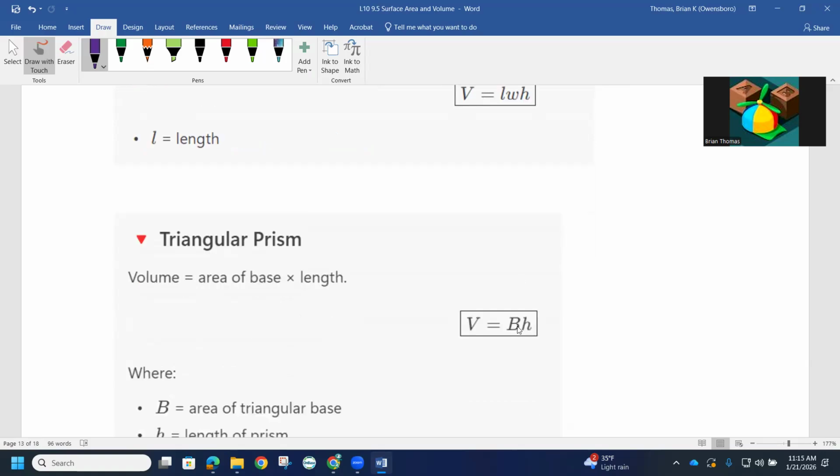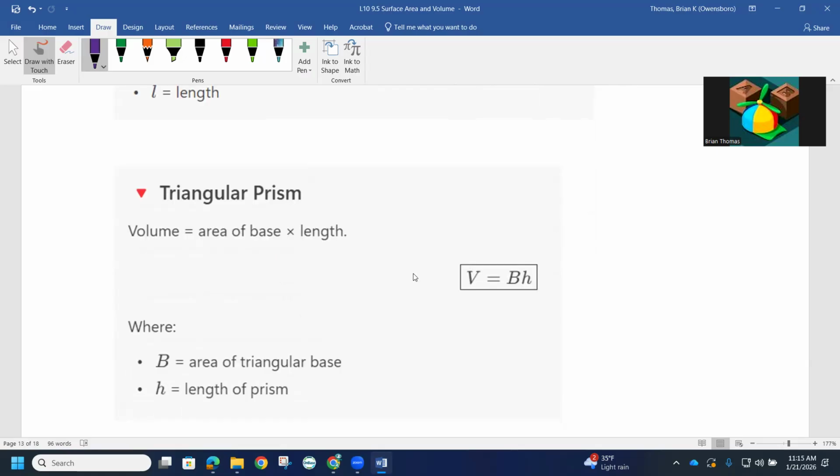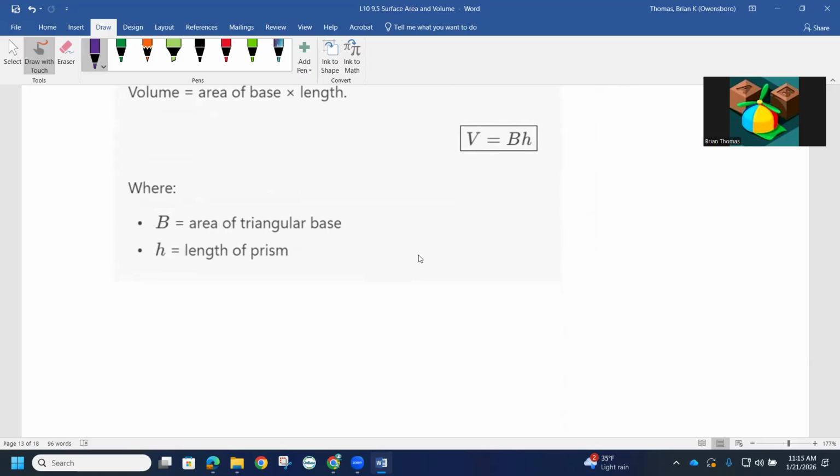A triangular prism, we start to get into what we call the base area times the height. So let's see if we have a triangular prism anywhere. So we have what's called a base area. What we're saying is the base of the shape is a triangle, so we have to find the area of a triangle. Remember, the area of a triangle is one half the base times the height, where the base and height have to be perpendicular to each other, if you recall.